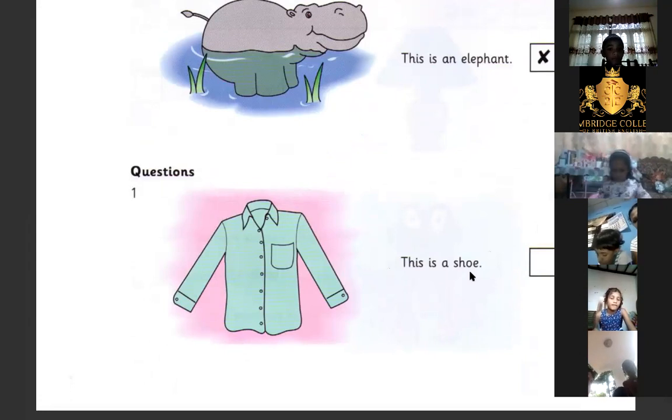This is a shoe. This is a shoe. Shoe means sapattu. Can you see a shoe in this picture? Is that a shoe?